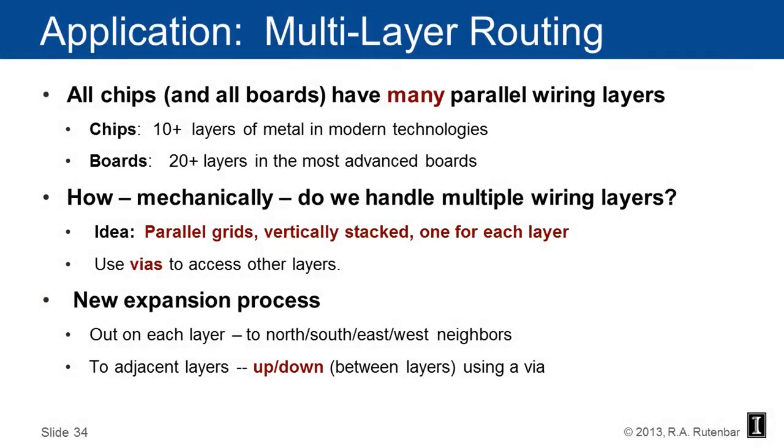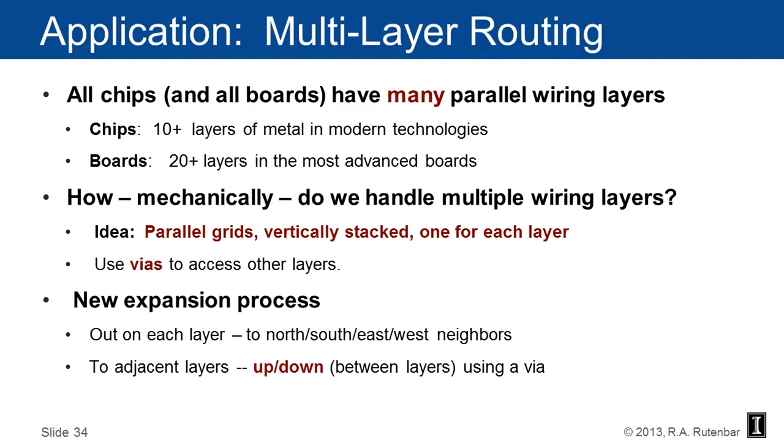So our next addition of an important feature to the maze routing core is multi-layer routing. All chips and all boards have many parallel wiring layers. Chips have 10 plus layers of metal in modern technologies. Boards have 20 plus layers in most advanced technologies. At the level of just this basic expansion process, do we handle multiple wiring layers?